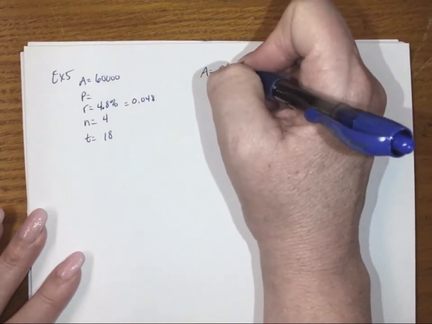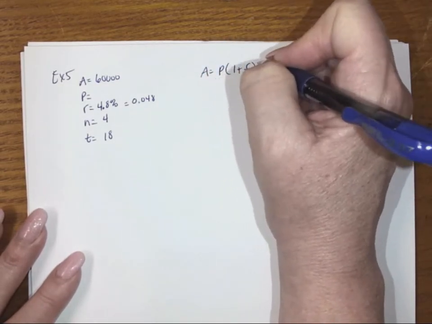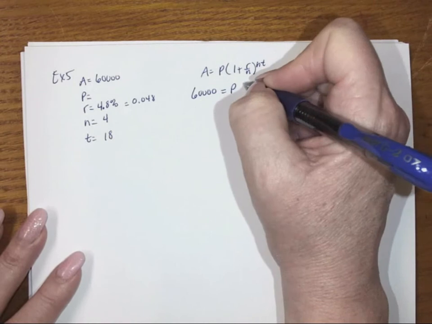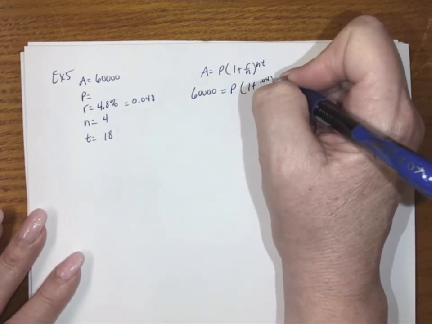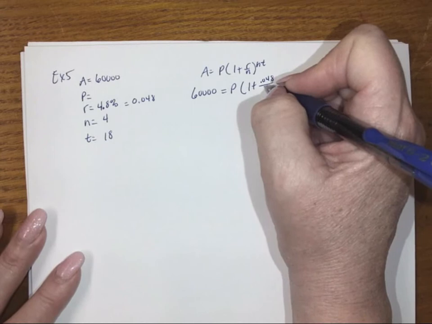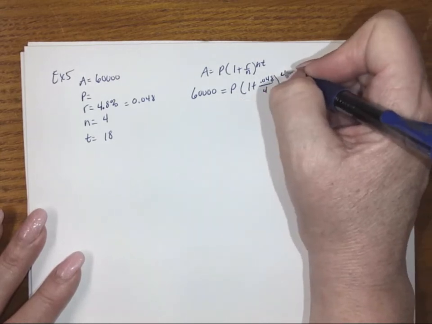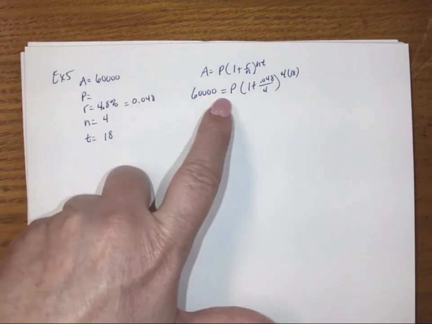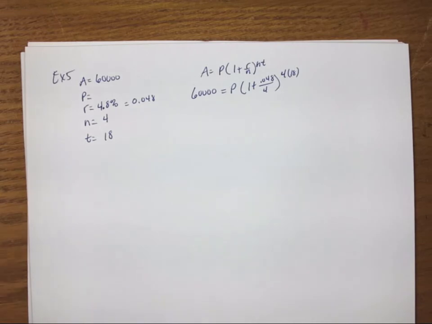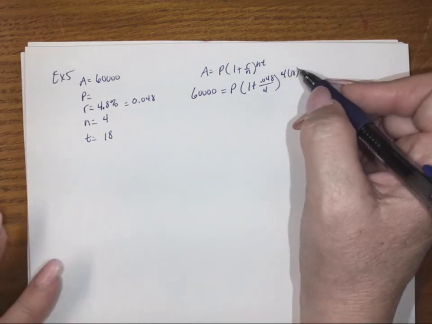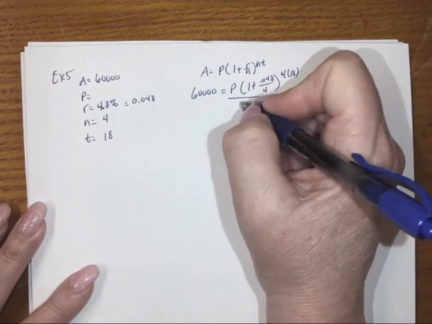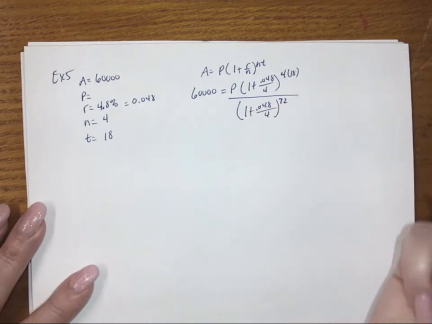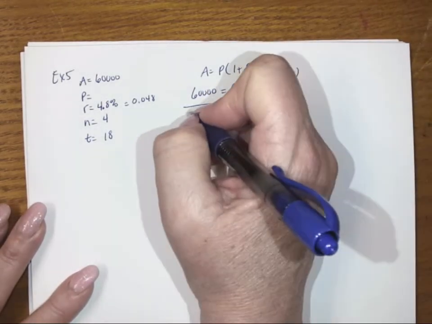So A equals P times 1 plus R over N raised to the NT. Plugging in what we know, 60,000 is equal to P times 1 plus 0.048 divided by our N, which is 4, raised to the 4 times 18. Now again, we're trying to solve for P, so we're going to divide by everything that isn't P, and I'm going to change 4 times 18 and make it 72 because that'll make it easier. So 1 plus 0.048 divided by 4 raised to the 72, because that's 4 times 18, on both sides.